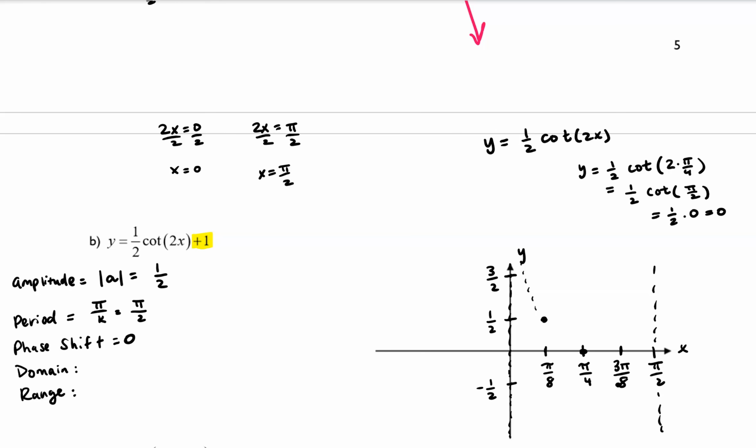So the graph is going to look something like that, but I want to shift all of my points up by 1 unit. So let me graph this in a different color. I'm going to shift up, up, up. So this is going to be here, my new point. This is going to be here. And now my graph is going to look something like that.